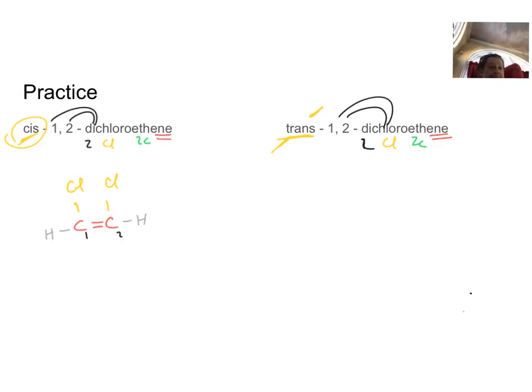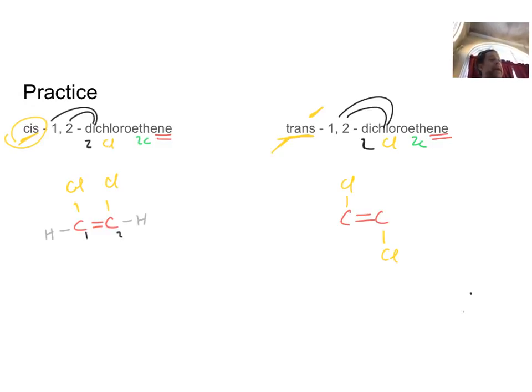So what I'm going to do is start drawing the structure. So I'm going to draw the 2 carbons. I'm going to double bond them together. I'm going to take one of the chlorines and put it on one side, and the other chlorine and put it on the other side. And so I've put it in the trans orientation.